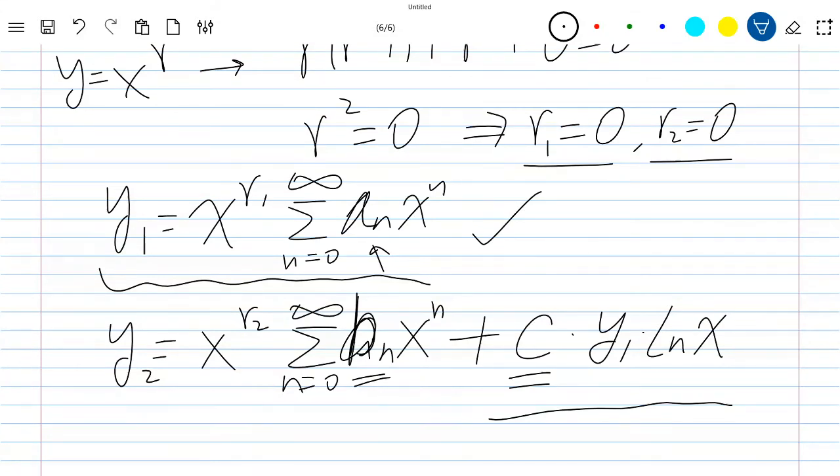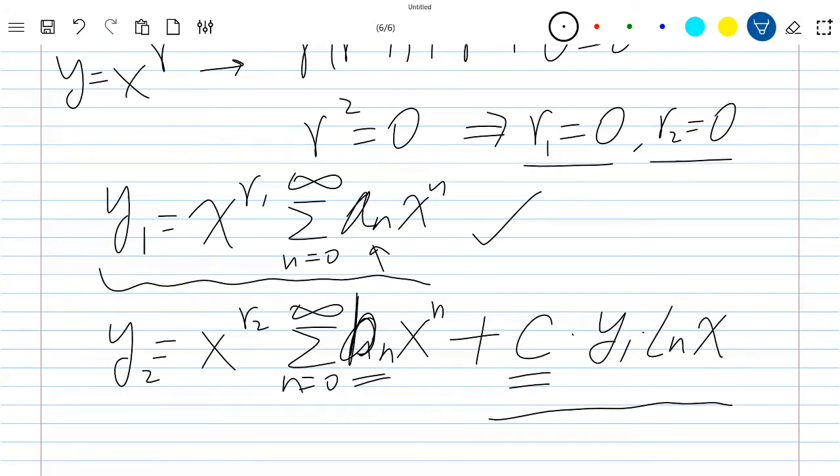Alternatively, you can say, once we find out y1, we can find out y2 using the Wronskian, right? Well, that's still true, but it's not easy because the Wronskian will be a closed form function, or maybe an integral, but it's certainly not in the power series form. So you have to change the power series form, then integrate.